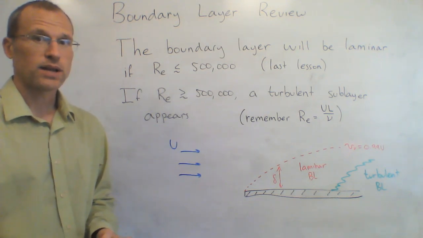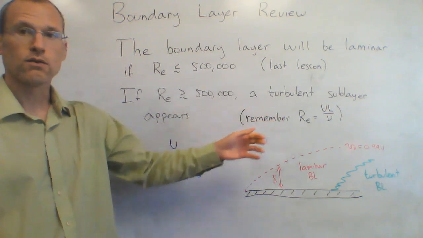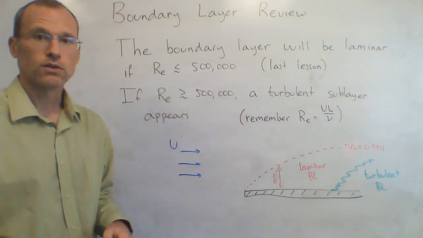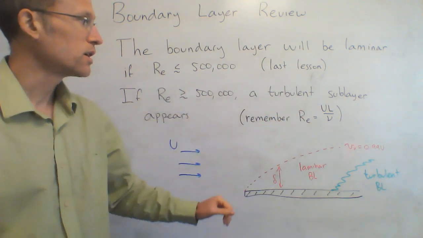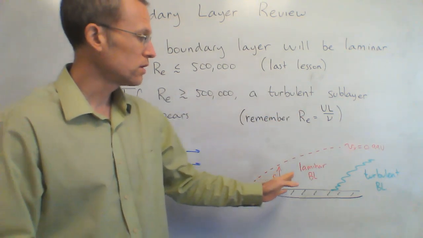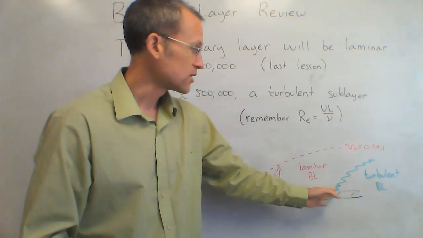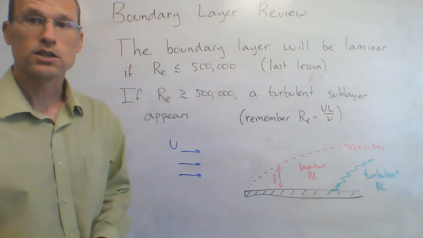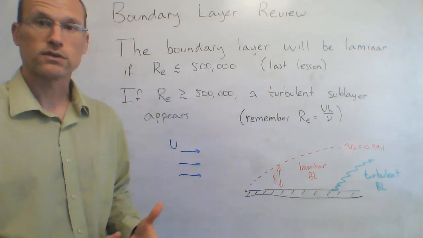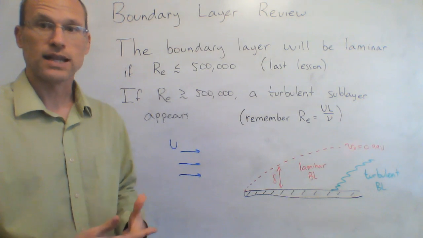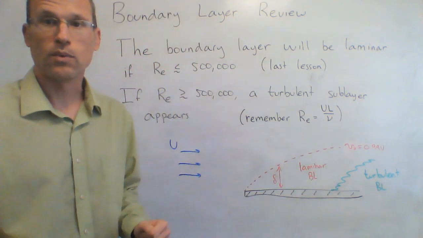And so in that case, remember that my Reynolds number is velocity times length over kinematic viscosity. So if my plate's really, really long, eventually this length is going to be really big. So eventually I'm going to end up at a point where the Reynolds number is bigger than 500,000. And at that point, I get this turbulent boundary layer show up. So I have a turbulent sublayer after a Reynolds number of 500,000. And so today's lesson is going to be what happens in this region when the boundary layer is turbulent.